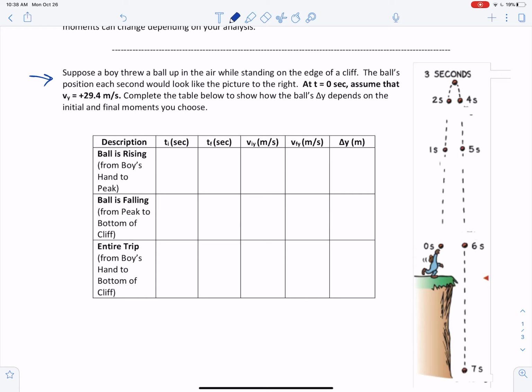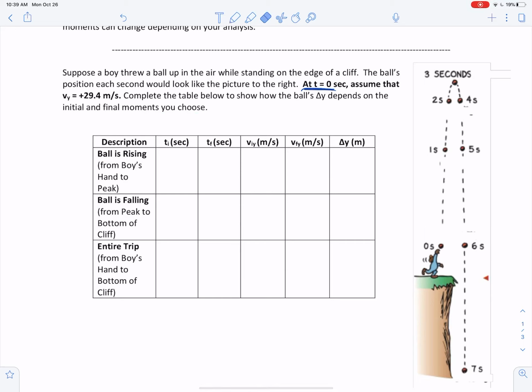So, and then here's our given. At t equals 0 seconds, assume that v sub y, meaning the vertical velocity, is positive 29.4 meters per second. Complete the table below to show how the ball's change in vertical position, delta y, depends on the initial and final moments that you choose, right? So there is a sense in which you can affect the delta y depending on how you set up the initial and final moments. Okay, so I've broken up the motion into three sections. We have the ball is rising, then the ball is falling, and then looking at the entire trip, rising and falling, okay?